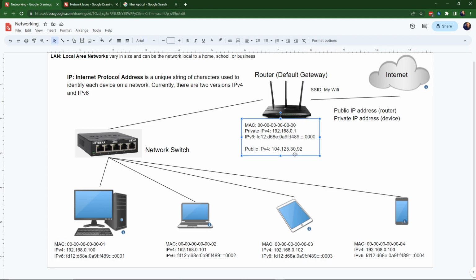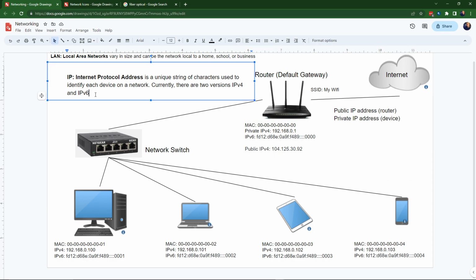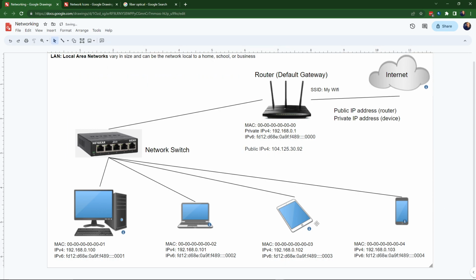Now, you may be sitting there thinking, wow, this is a lot of stuff to keep track of, and it is a lot of stuff to keep track of. How do each of these devices get an IP address? Like, I connect to a network. How do these devices get their IP addresses? That's an excellent question.